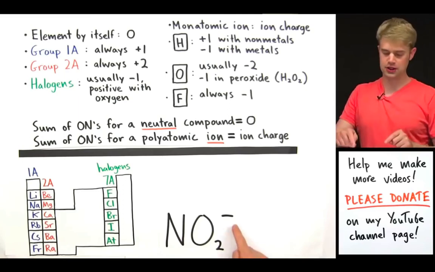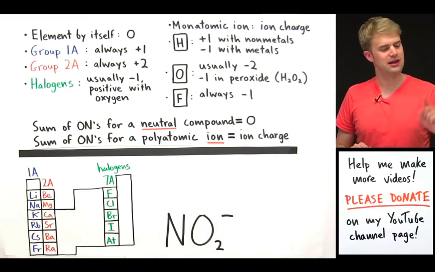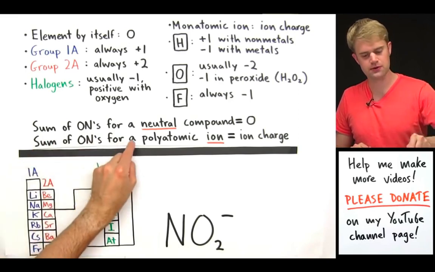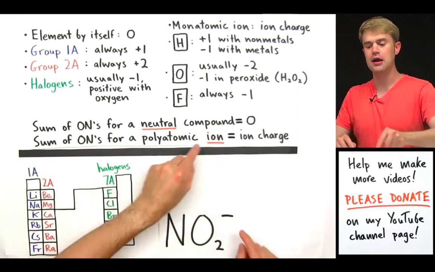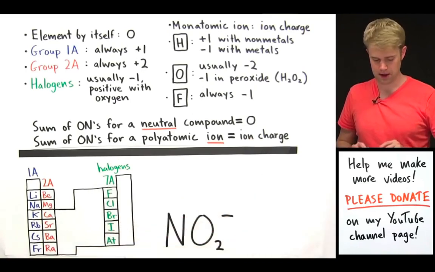NO2 1-, check this out, it is an ion. So this is going to be a little bit different. In this case, the sum of oxidation numbers for a polyatomic ion equals the ion charge. So let's see how we'll use that here.